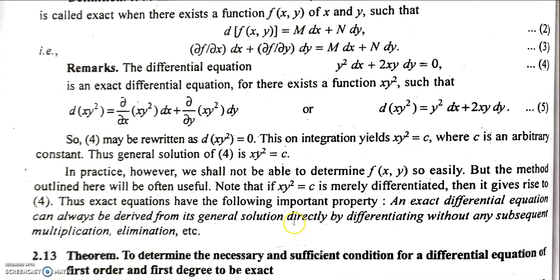Now, in practice, it is very difficult to calculate f(x,y) so that d of f(x,y) equals M dx plus N dy. So how can we find it? There are some methods by which we can find this f(x,y), and we will discuss these methods one by one.